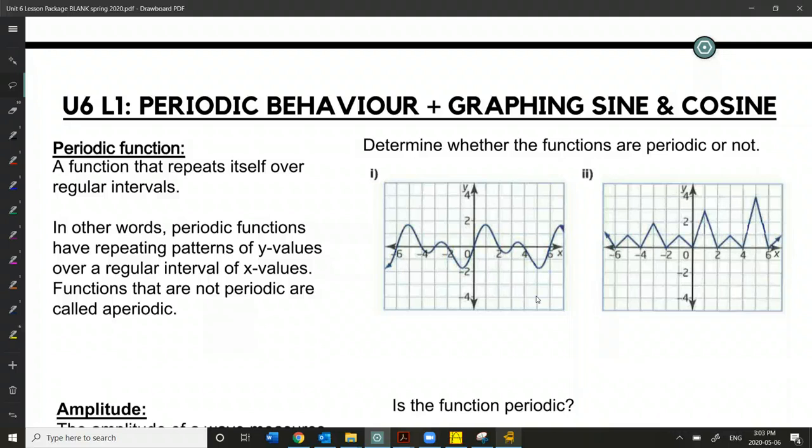With that information, I want you to take a look at these two functions over to the right here. I want you to decide if both of these are periodic, if one of them is, or if neither of them are. So if you guessed that the first function is the periodic function, you would be correct. The second function is aperiodic.